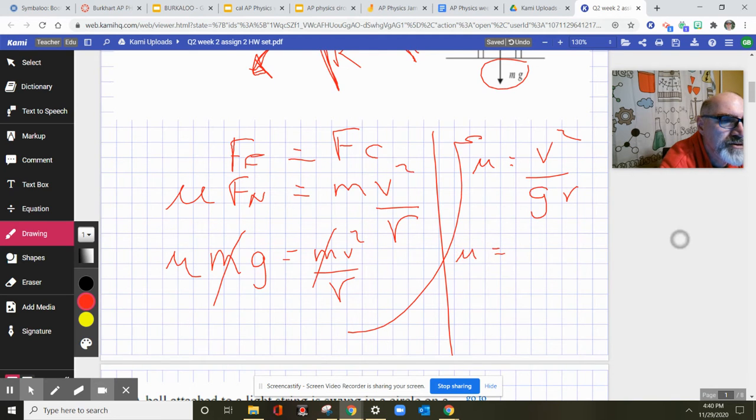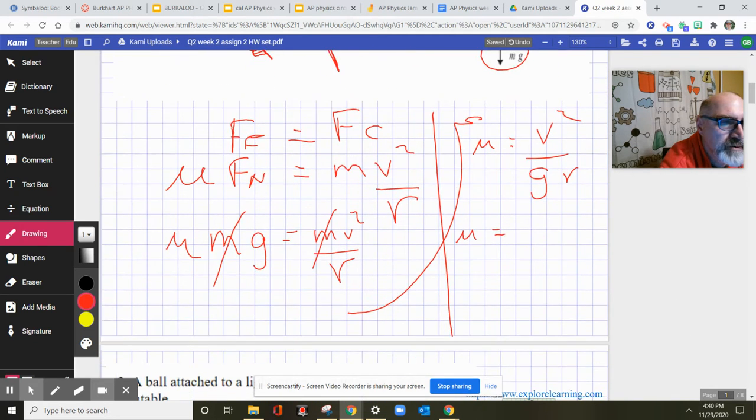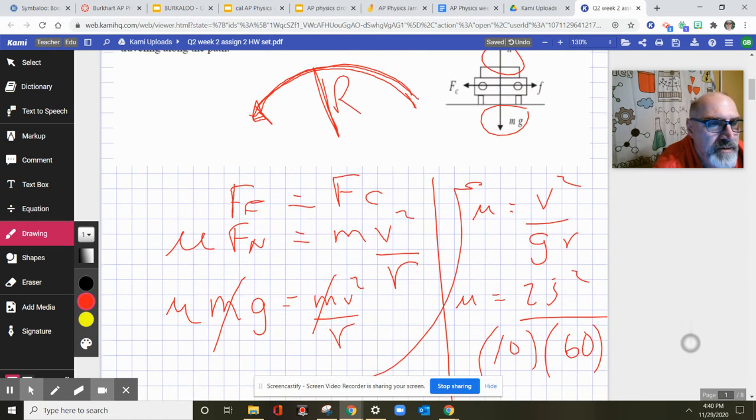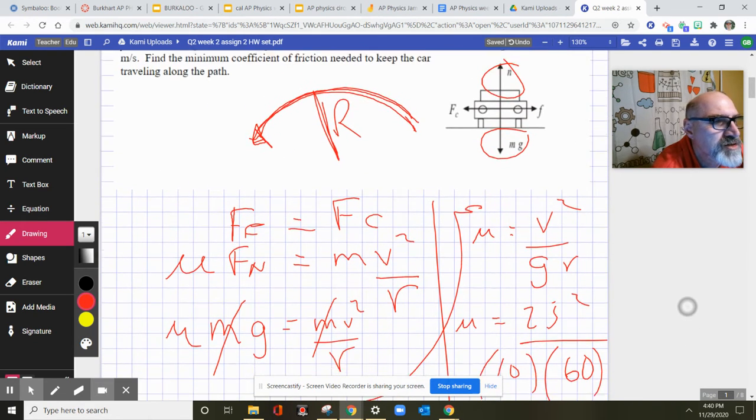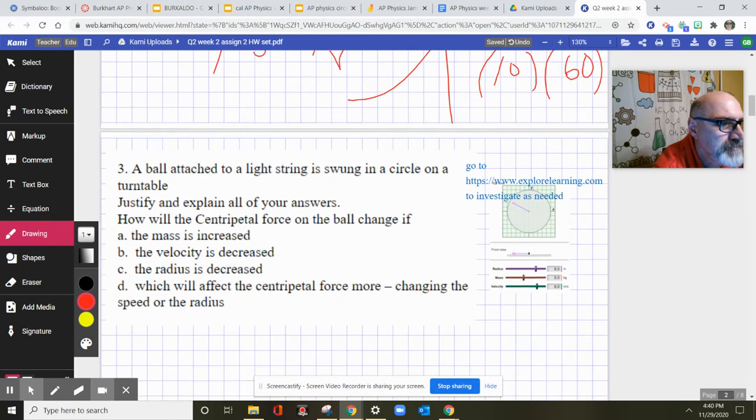So mu is equal to 25 squared divided by g, which we can just round off to 10 instead of 9.8, and I think that was 60. Why don't you do the calculation and let me know how it turned out.